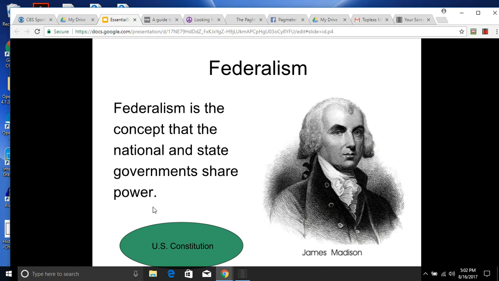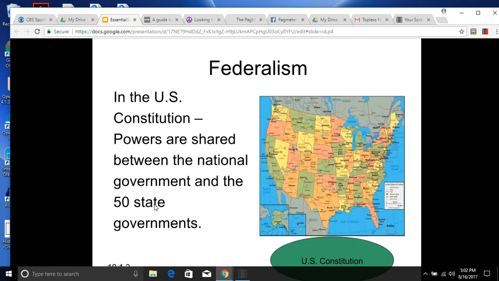One characteristic of the Constitution is known as federalism. The definition of federalism is the concept that the national and state governments share power. It's one way that power is limited. It's called federalism. In the U.S. Constitution, powers are shared between the national and the 50 state governments.